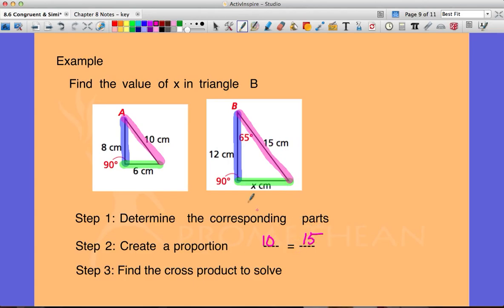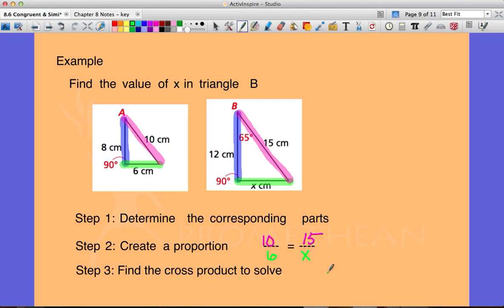Now, with the 10, I have to use a number from the same triangle. So I can use 8 or I can use 6. Because I'm looking for x over here, I know I have to use 6. If I don't, I'm not going to be able to find this answer. So I put the 6 below the 10, and then I put the x below the 15.